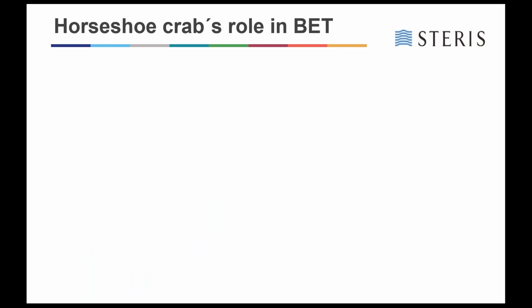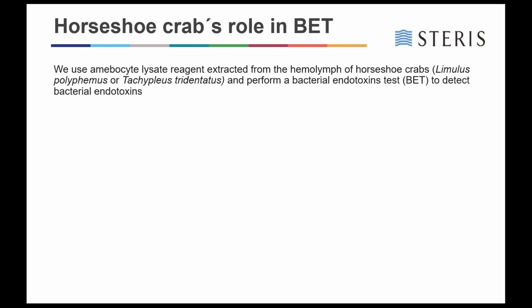We also have to ask ourselves, how can we now detect bacterial endotoxins reliably and with a test assay that is sensitive and also very specific and accurate? And for this purpose, we use the amoebocyte lysate reagent that we extract from the hemolymph of the horseshoe crabs and perform our bacterial endotoxin test.